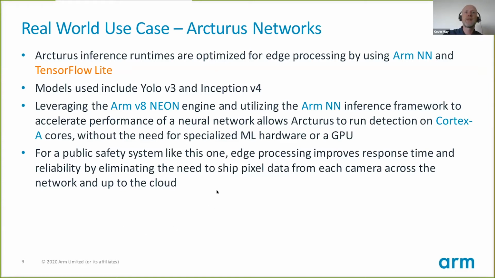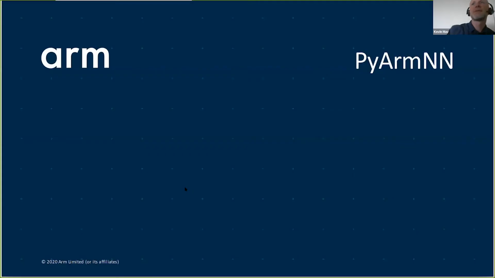So for a public safety system like this one, edge processing improves the response time and the reliability by eliminating the need to ship pixel data from each camera across the network and up to the cloud. And ARMNN helps Arcturus Networks realize that. Okay, so let's look at some of the new features that we have added.